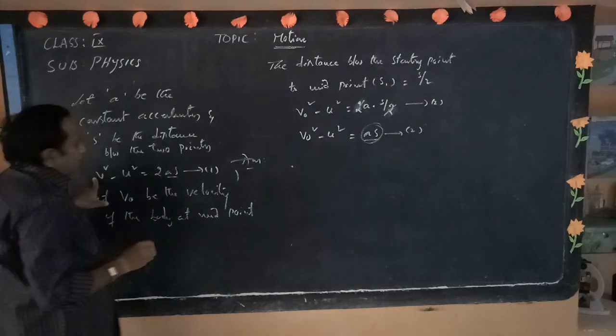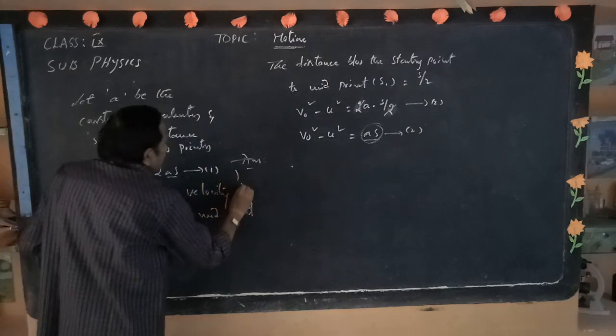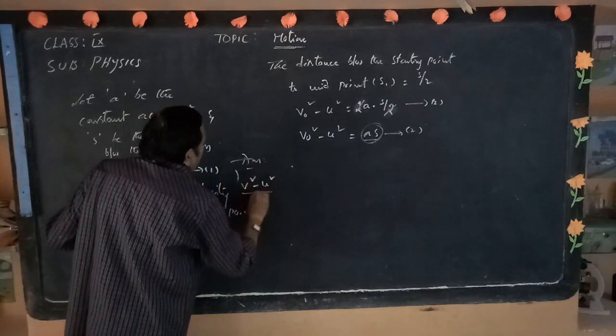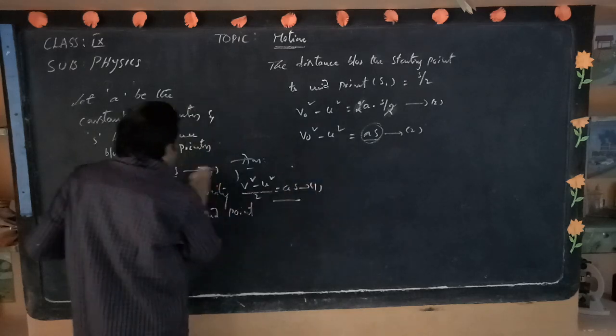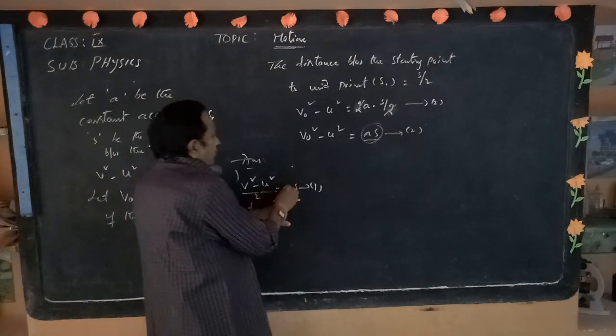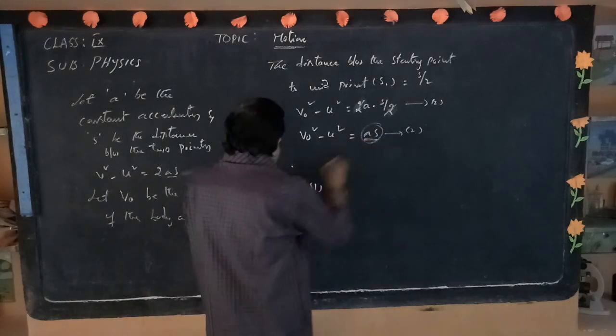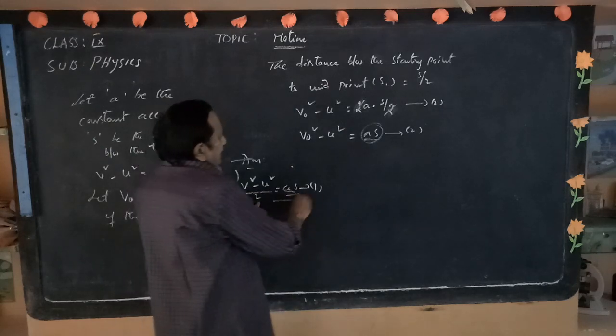In this, take 2 this side, what do you get? v square minus u square by 2 is equal to as. So let this one be taken as equation number 1: v square minus u square by 2 is equal to as. Now what is the value of as here? v square minus u square by 2. That you have to substitute.